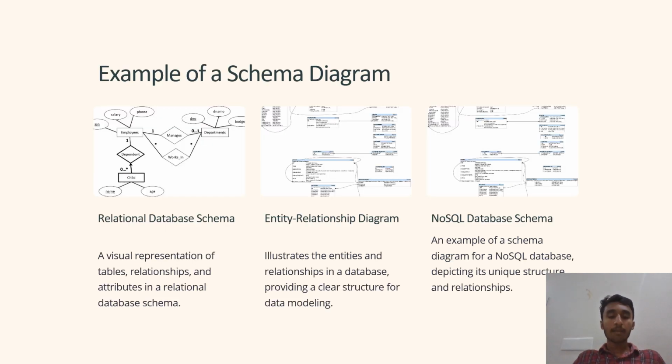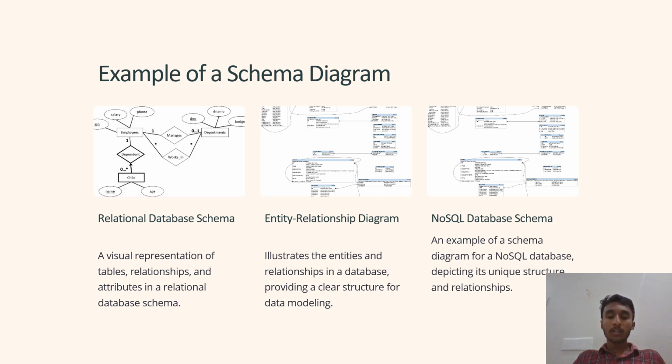Okay, let us go to the example of a schema diagram. Here, in this slide, we can observe three different types of diagrams being depicted to us, which vary in their ways. The first diagram, or the first image, represents a relational database schema. A relational database schema is a visual representation of tables, relationships, and attributes in a relational database.